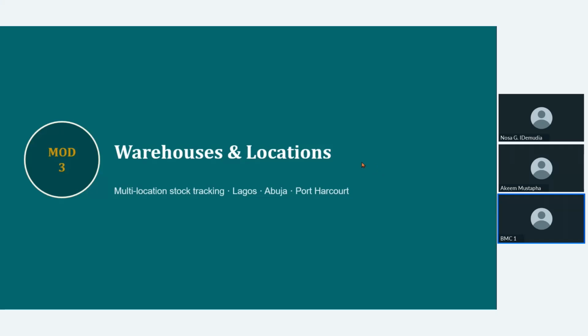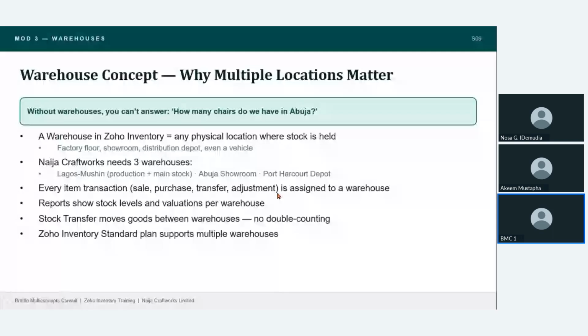Now we move to our warehouses and locations. So we have locations in Zoho Books Premium. It's just where you keep product and you sell from there.